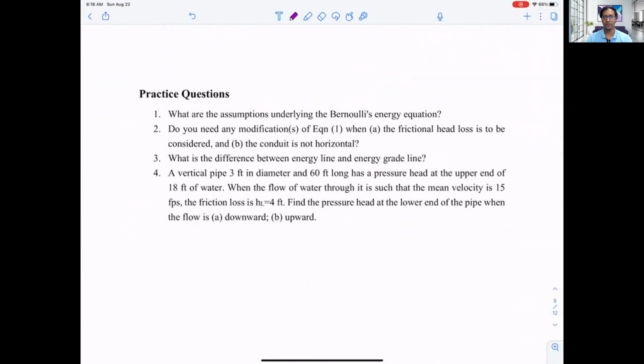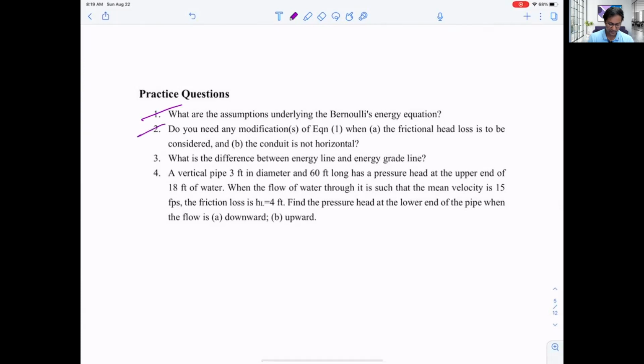And if it is constant with respect to length, then it is called uniform, right? We'll see that in open channel flow, the uniform and non-uniform cases. And then the fluid should be non-viscous, meaning we're considering that there won't be any viscosity, and there won't be any roughness or friction between the fluid particles and the surface, the internal surface of the pipe or any surface of a channel. So those are the assumptions.